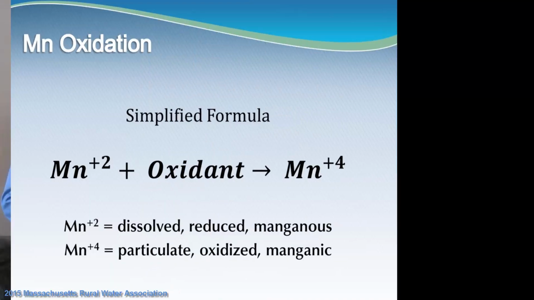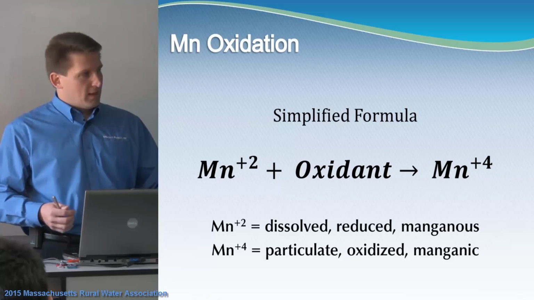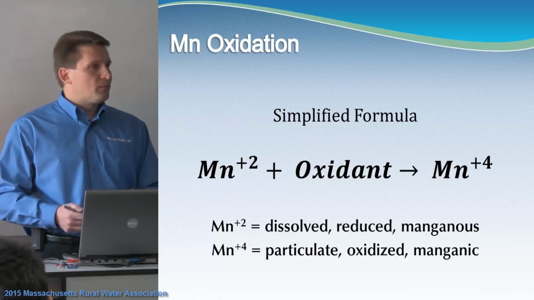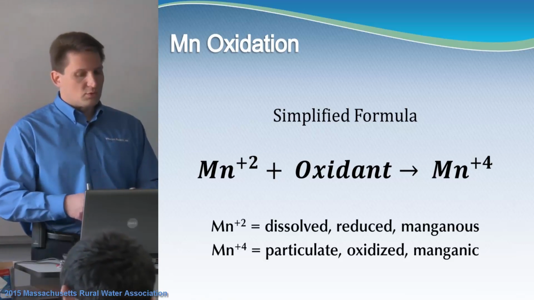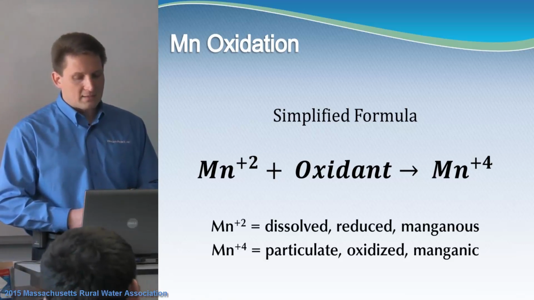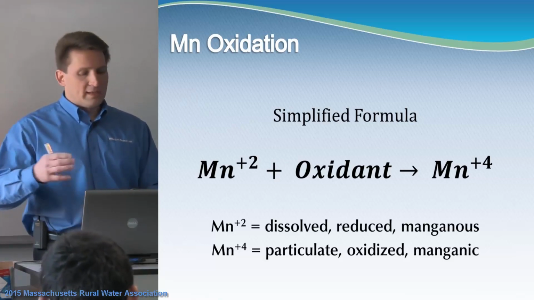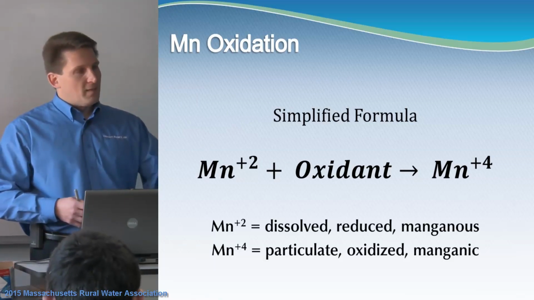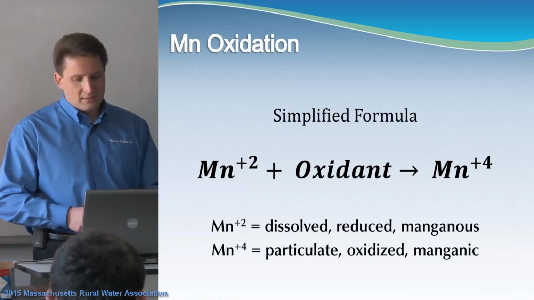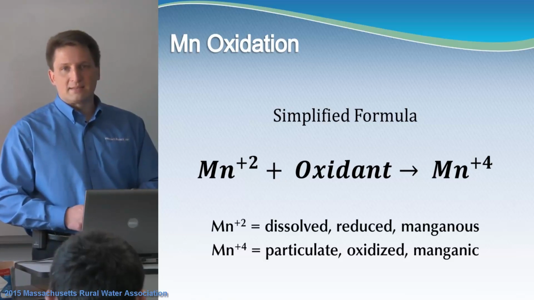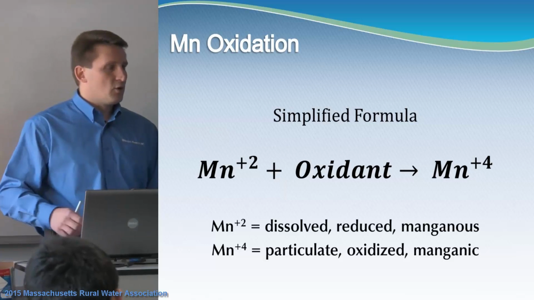Here we have a simplified formula for manganese. So basically on the left hand side you have your Mn+2, which is your dissolved manganese, also referred to as reduced manganese. You mix that in with an oxidant such as chlorine or air, and we'll get into some of the other oxidants later. And that'll remove a couple of the electrons and bring it into the particulate or the oxidized or the manganic state, the manganese +4 state, so that it's actually removable.